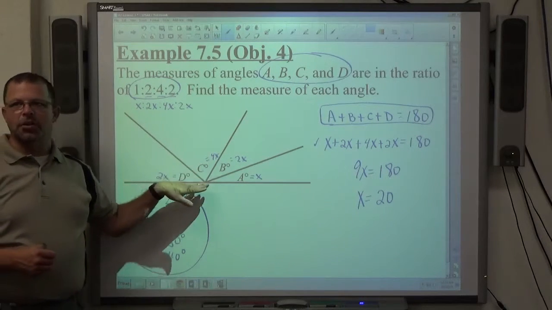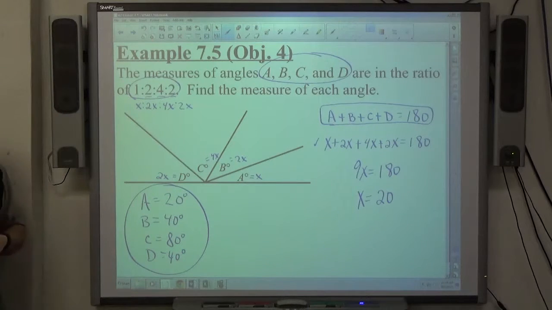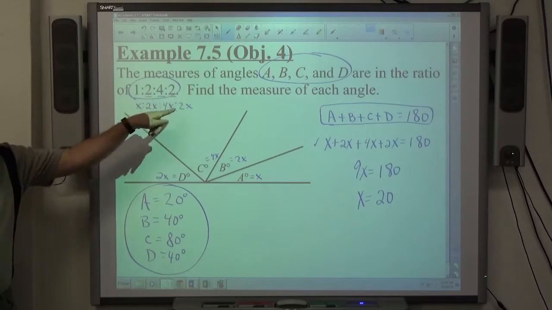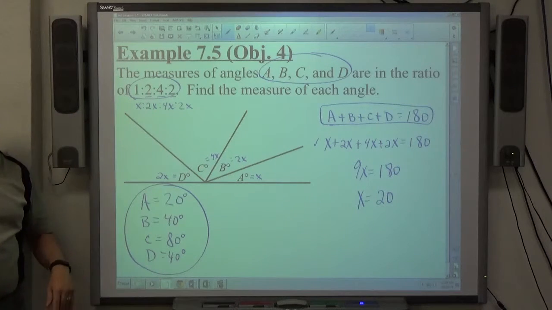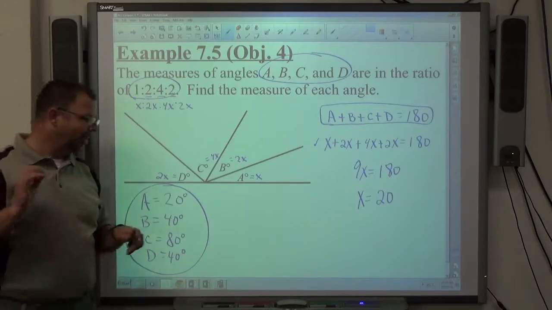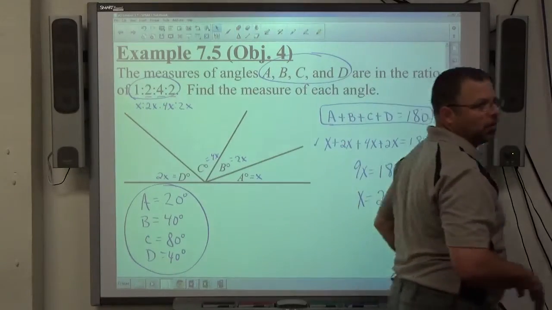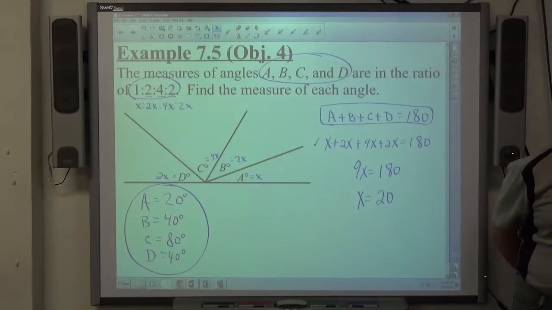This type of problem happens on a test. It happens on a few homework assignments exactly like this. I'll give you this picture, I'll give you the ratio, stick x's on the ratio numbers, add them up to 180, figure out x, and you figure out every angle measure. About 2/3 of my students miss it every year. I do not know why.